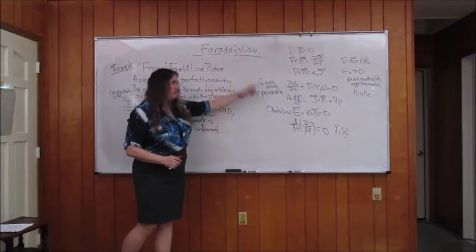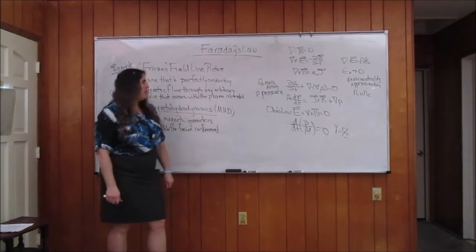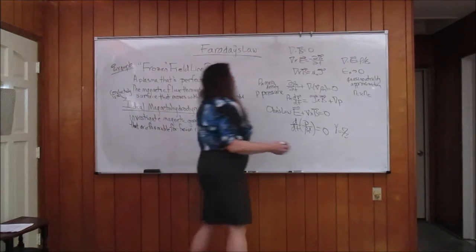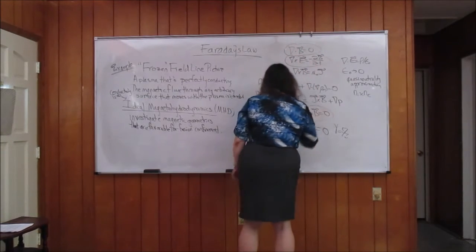Okay, so for these equations, we made a huge number of approximations to get to this stage, and even still, it's a very complicated calculation. But I'm interested in particular about the frozen field lines, so I'm going to make use of this equation, this one, and this one here.